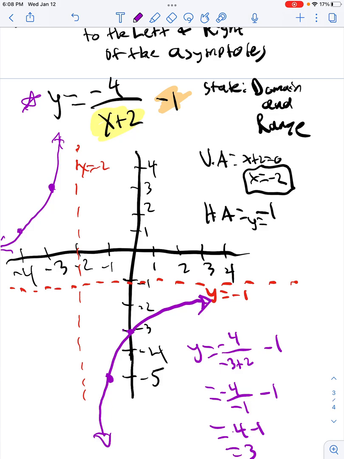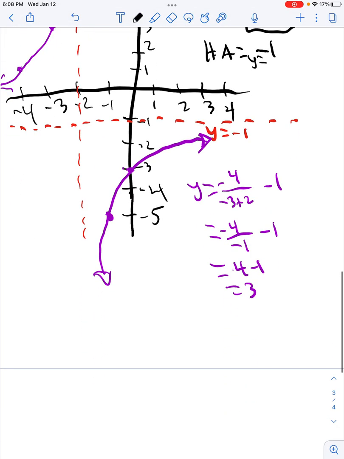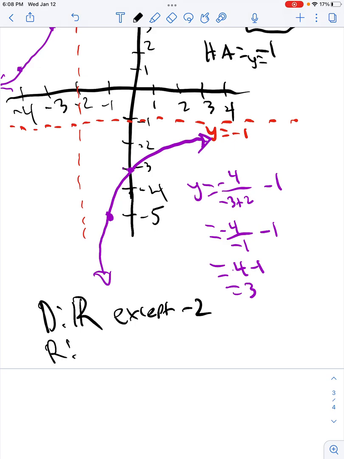I would need to see the label of your axes. We would have to see where the asymptotes are. And then to finish this question off, state the domain and range. So our domain is going to be all real numbers except -2. X cannot be -2. And then the range is all real numbers except -1, because that's where our asymptotes are. So we know that we can't have those answers there.